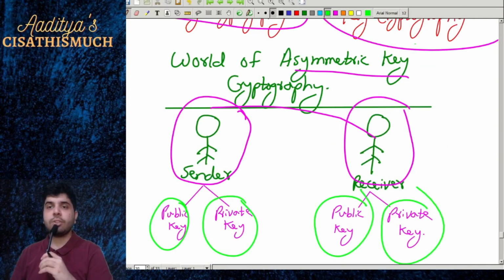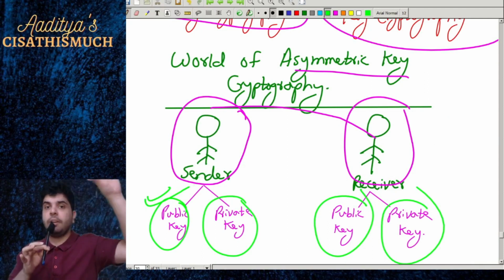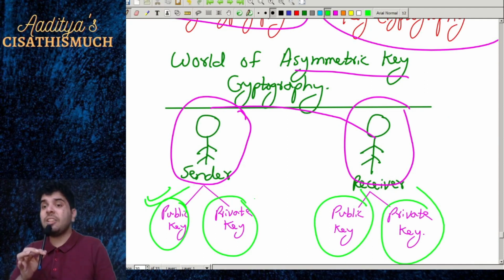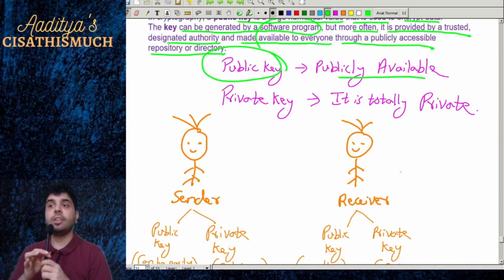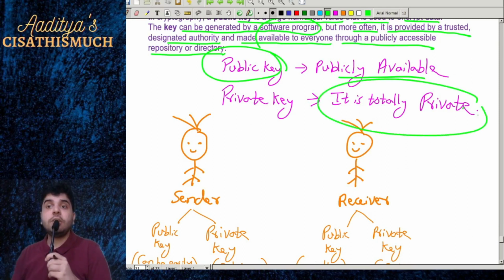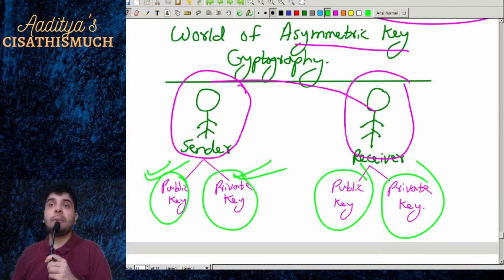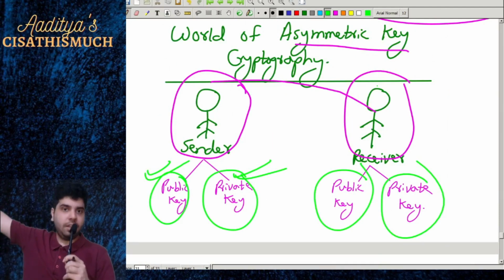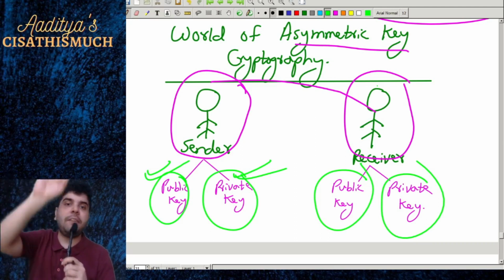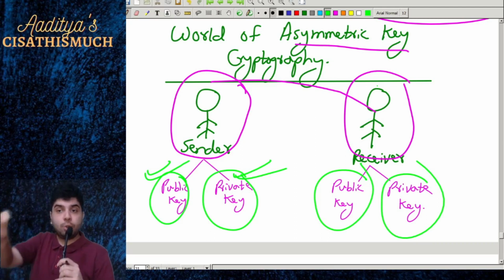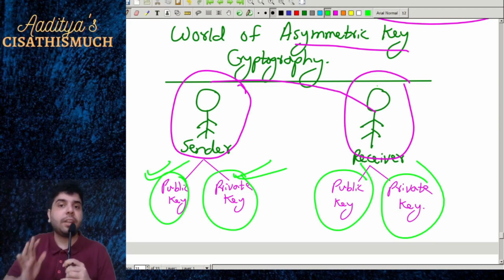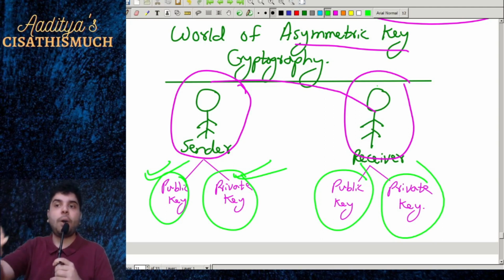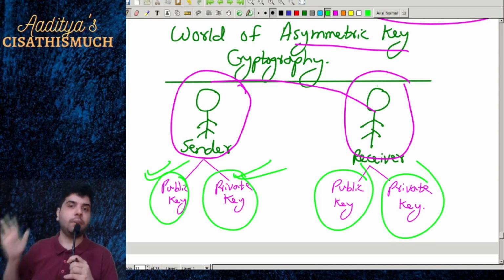In the case of this diagram, the sender's public key is available to the public, but the sender's private key, again the name itself tells you, is totally private. The sender's private key is not available to anyone, not even the receiver. Even the receiver does not know the sender's private key. It is only with the sender. No one knows about it except the sender.